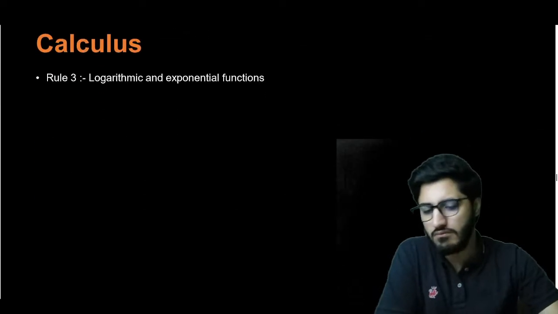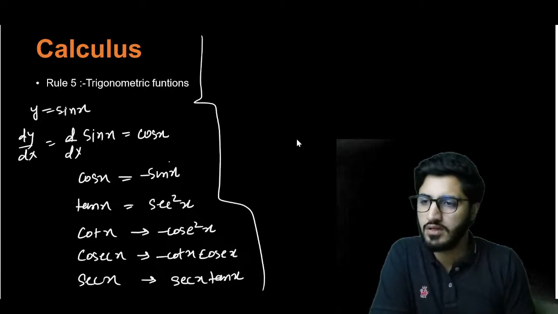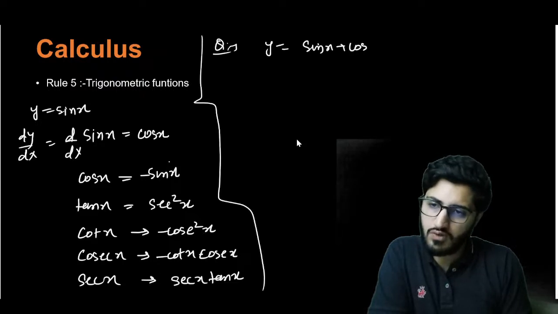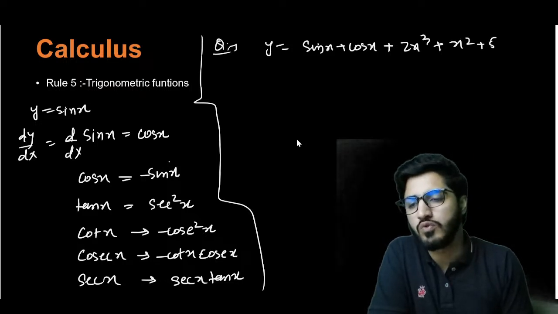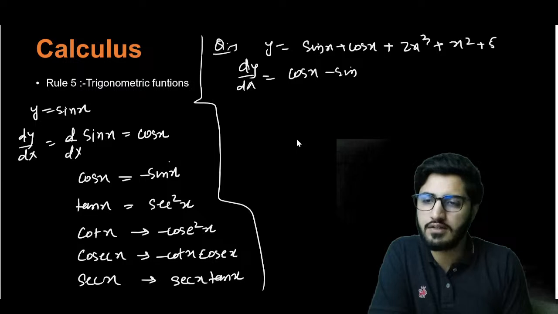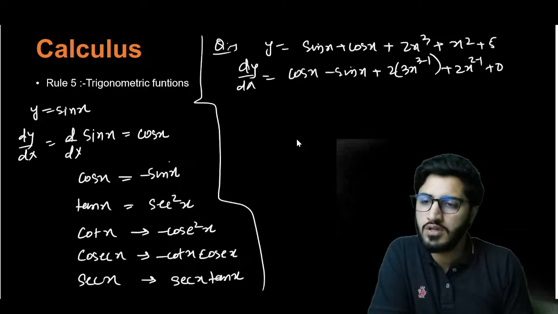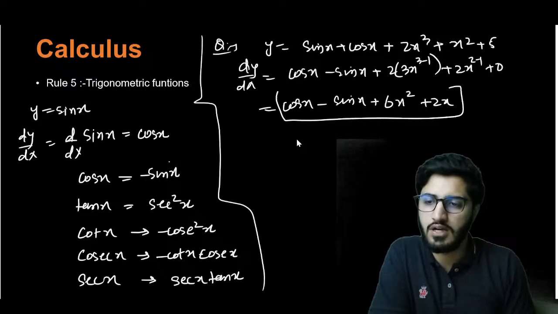Okay. Now let's do one numerical. We are having a question that y is equals to sine x plus cos x plus 2x cube plus x square plus 5. So what would be the differentiation of it? dy by dx. For sine x we are having cos x, for cos x we are having minus sine x. For 2x cube it will become 6x square, then 2x to power 2 minus 1, plus 0. So this will become cos x minus sine x plus 6x square plus 2x only, right? This is the answer of my question.